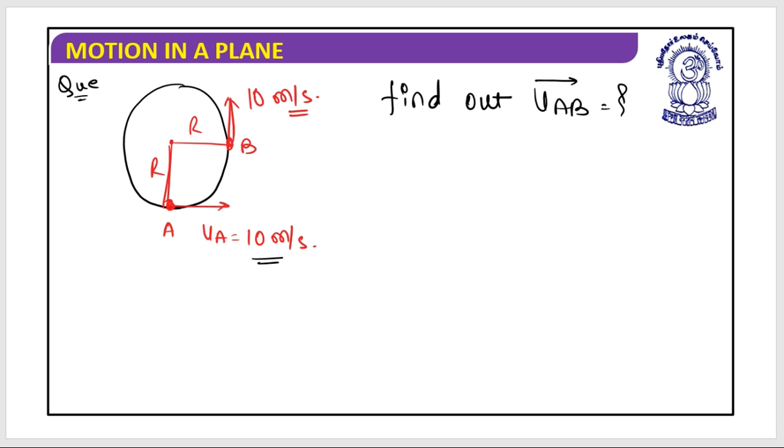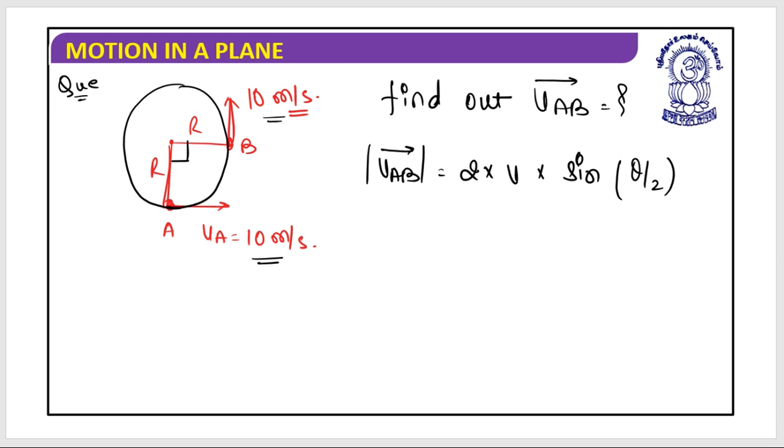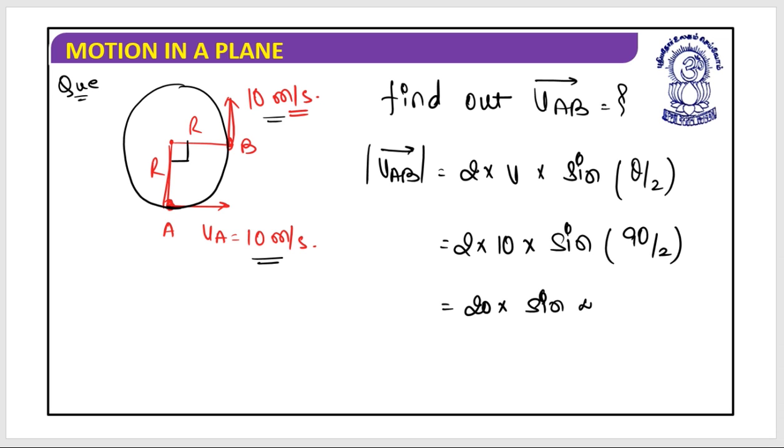So look at this, both have the same magnitude, and the angle between these two vectors is 90 degrees. So the magnitude of VAB is 2 multiplied by V multiplied by sine of theta by 2. It's 2 multiplied by 10 multiplied by sine of 90 by 2, and 90 by 2 is 45, so it's 20 into sine of 45 degrees.